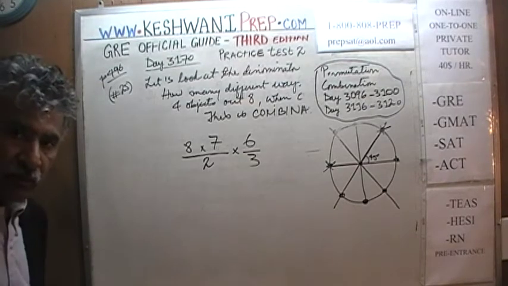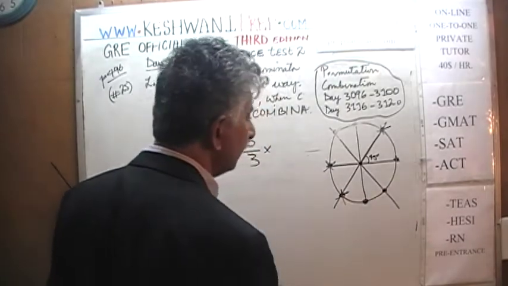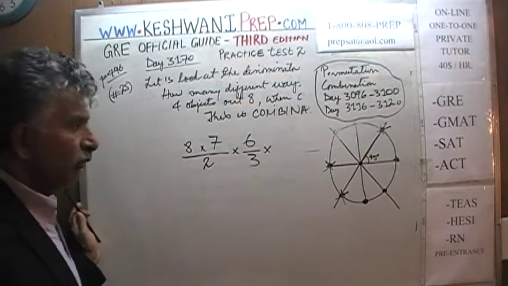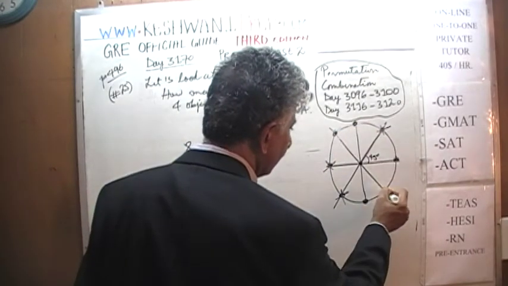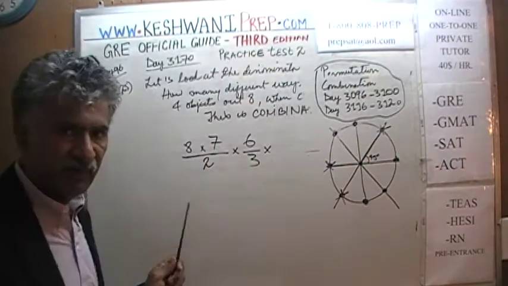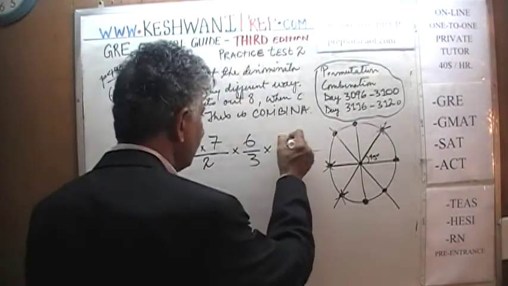We have chosen 3 points already. Let's pick a fourth point. How many different ways can we choose a fourth point? Well, how many are left? There is 1 left, 2, 3, 4, and 5 points left. Of course there are 5 left because there were 8 to begin with. So there are 5 ways we can choose a fourth point.